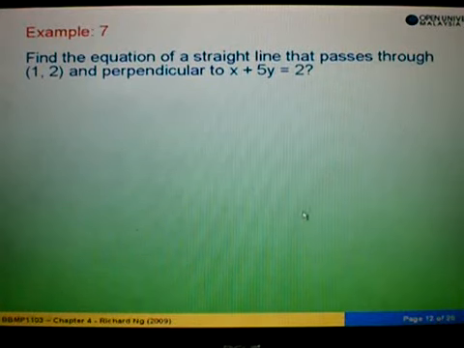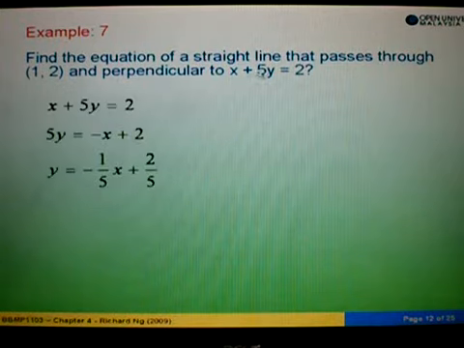Okay, example 7. Find the equation of a straight line that passes through (1, 2) and is perpendicular to the second line. So in this equation, we will start off with the equation x plus 5y equals 2. Rearrange to y equals mx plus c. We should get m equals negative 1 over 5.